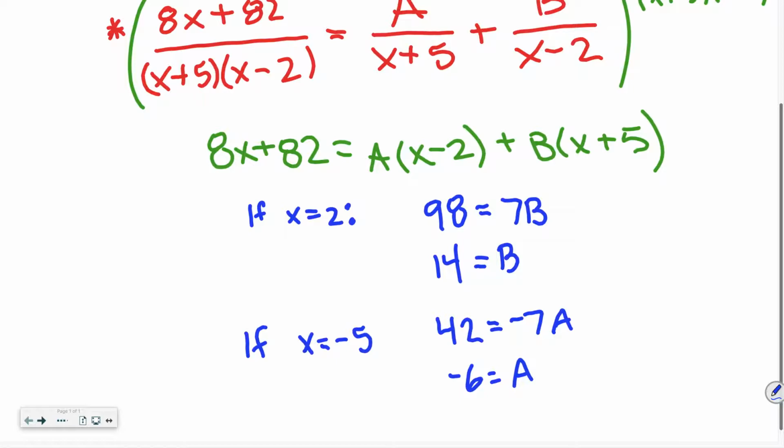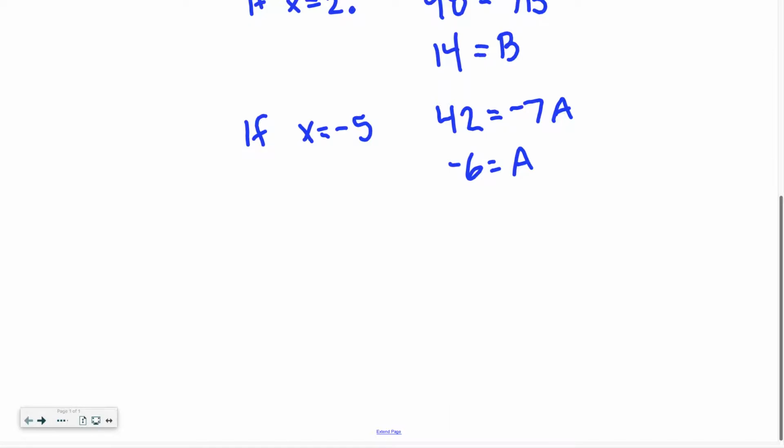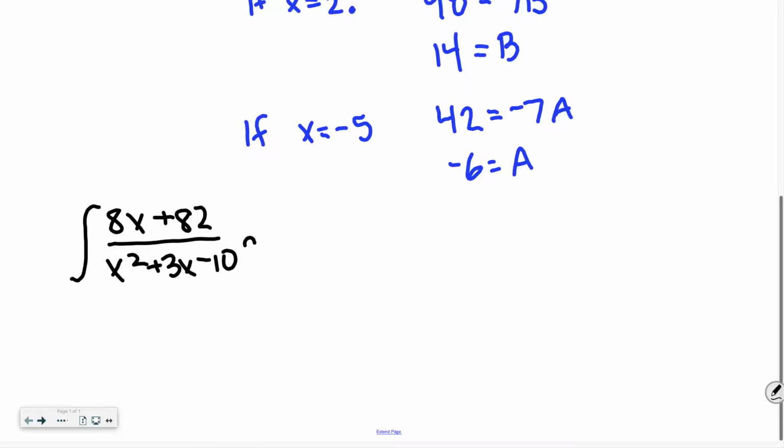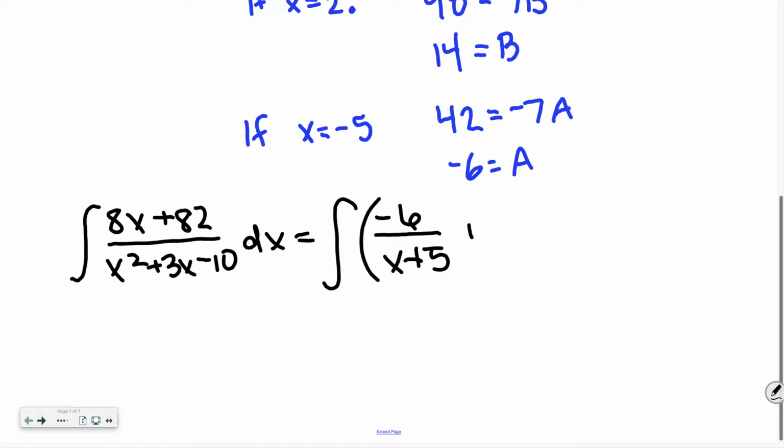So what have we done? We've solved it. We've done partial fraction decomposition. Wait, what if it's not linear? So we took the integral of 8x plus 82 over x squared plus 3x minus 10 dx. And it is now the integral of a over x plus 5 plus b over x minus 2 dx. That looks pretty good.